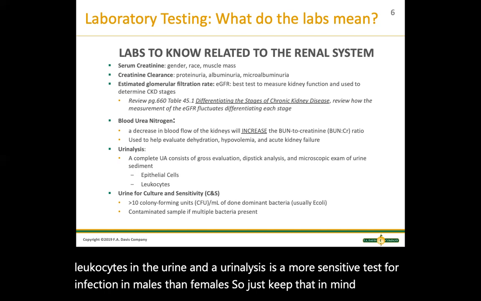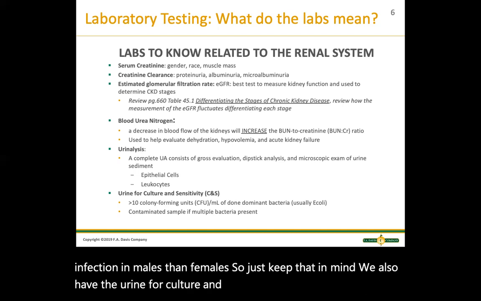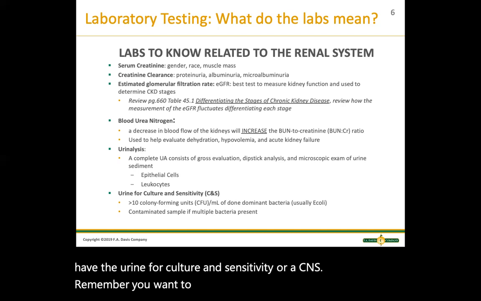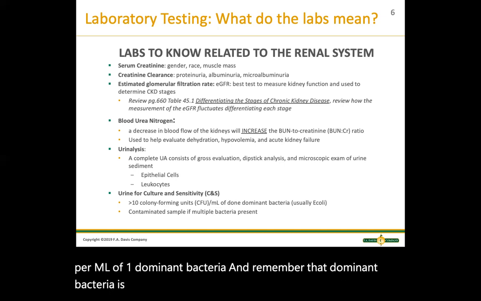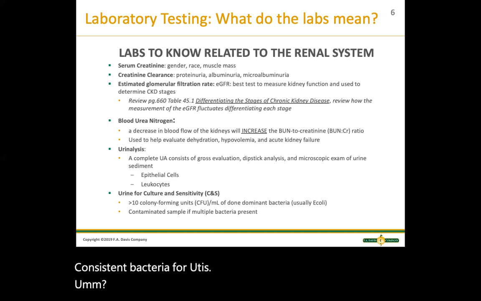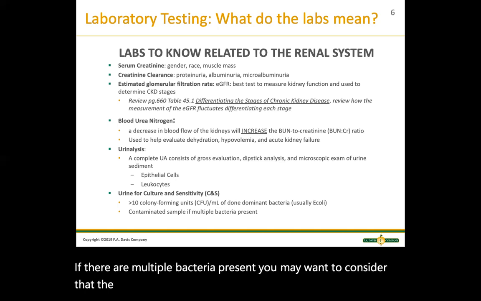We also have the urine for culture and sensitivity, or a C&S. Remember, you want to have greater than 10 colony forming units per ml of one dominant bacteria. And remember, that dominant bacteria is usually E. coli. All right, that's our most consistent bacteria for UTIs. If there are multiple bacteria present, you may want to consider that the sample might be contaminated and you need another one.